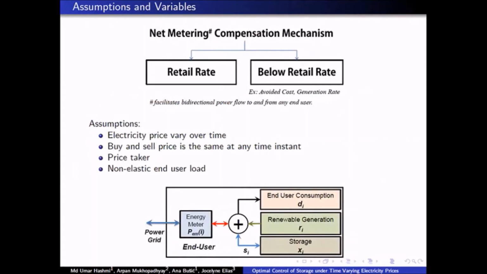Moving ahead, net metering compensation mechanism can be bifurcated into selling price being equal to the retail rate or below the retail rate. In the present work, we assume that the electricity price vary over time and the end users behave as the price taker. The third assumption is the buying and the selling price at any particular instant is the same, which will imply that the selling price is equal to the retail rate.